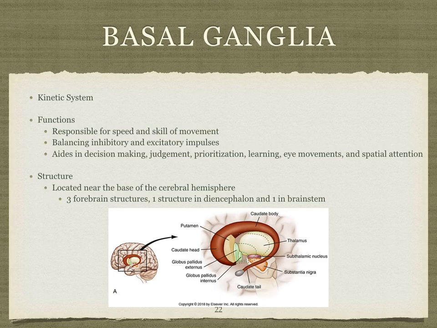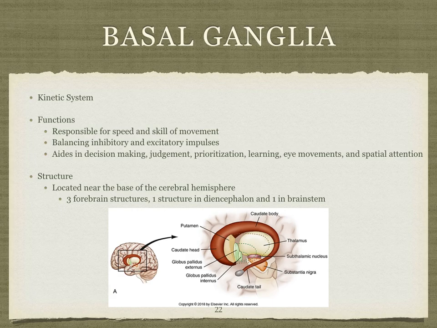So for this structure on the figure below, I just want you to remember that it's at the base of our cerebral hemispheres, and we have three structures in the forebrain, which are going to be our caudate head, caudate body, caudate tail, so our caudate essentially, our globus pallidus, okay, and then our putamen is the other one.